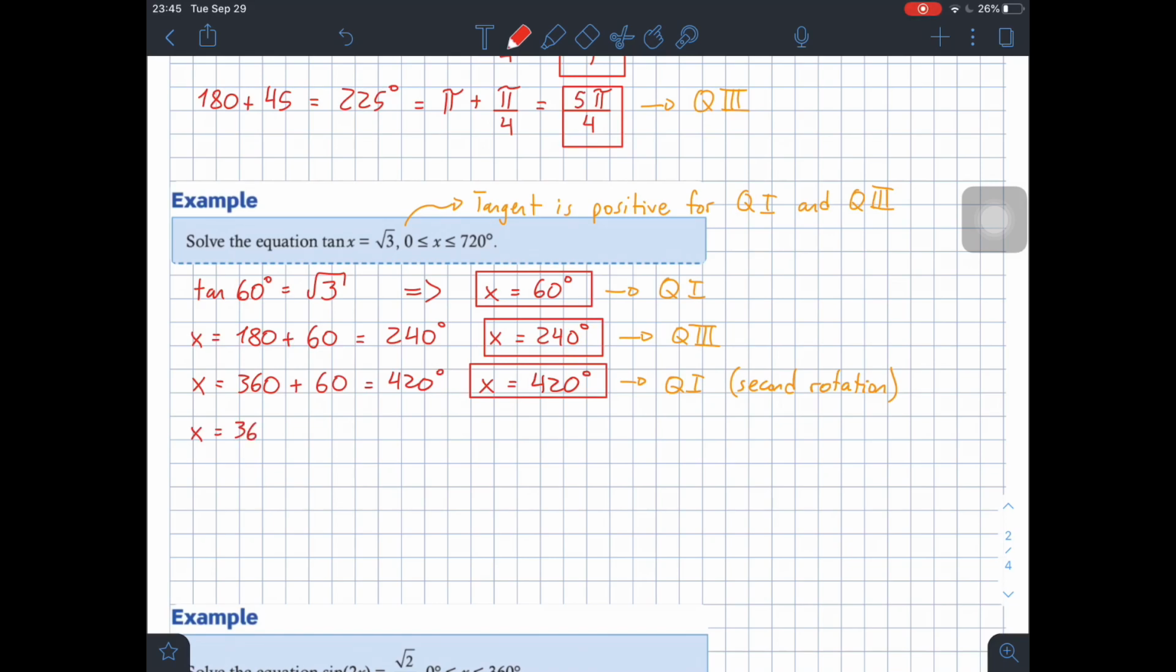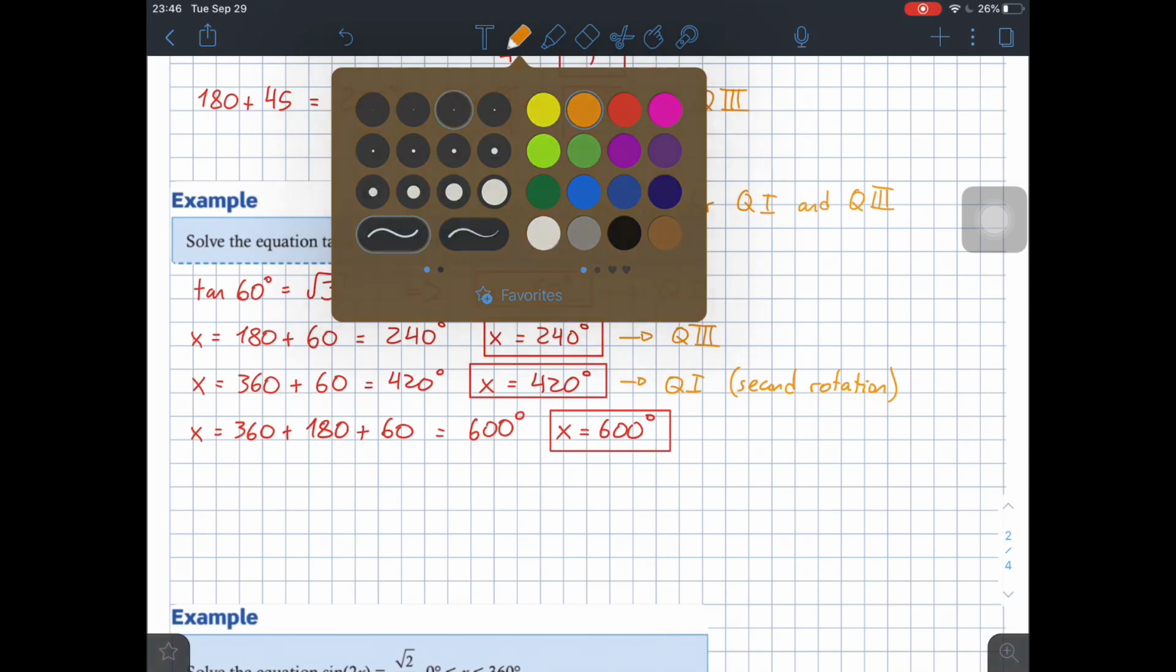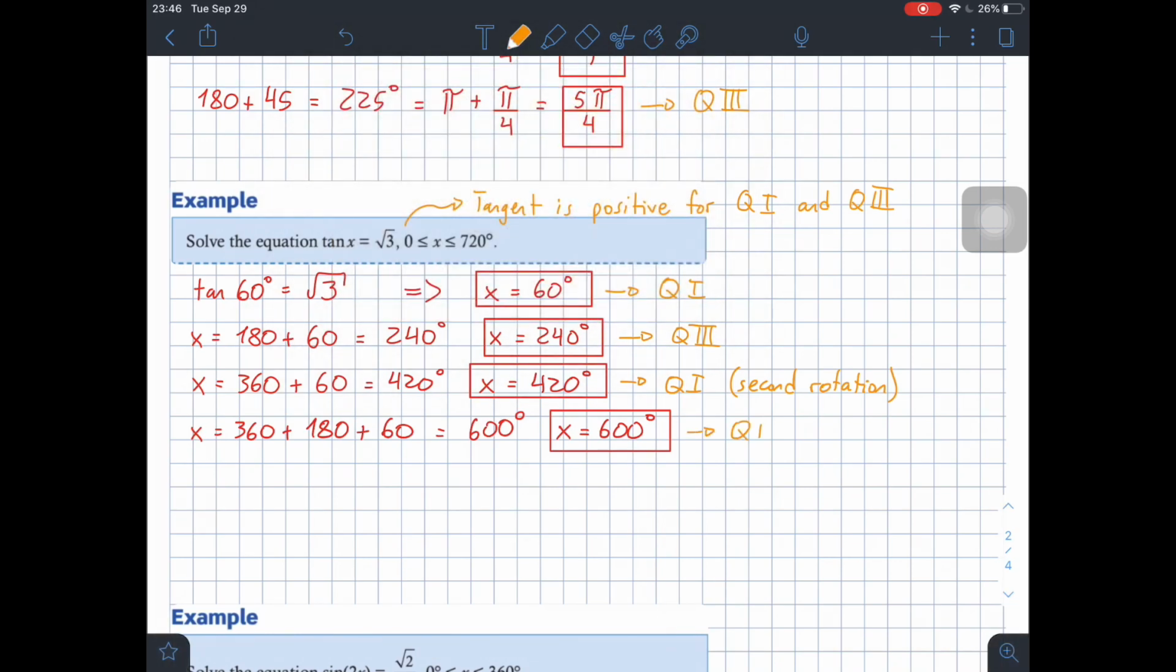And finally, our fourth answer would be for 360, the full rotation, plus we need to go to third quadrant, so plus 180 plus 60. This would be our fourth answer. This gives us as a result 600 degrees. That means that x equals 600 is our fourth and last answer. This is found in quadrant 3 of the second rotation.